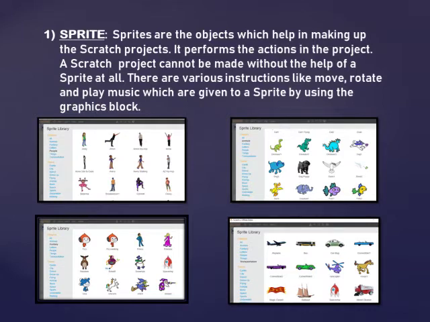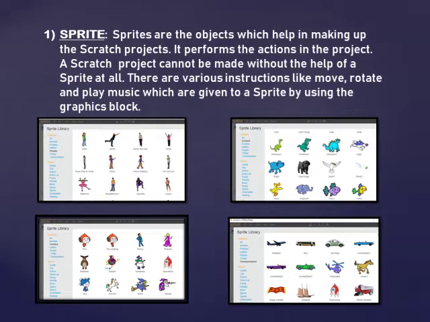The first one is sprite. Sprites are the objects which help in making up the Scratch projects. It performs the action in the project. A Scratch project cannot be made without the help of a sprite at all. There are various instructions like move, rotate and play music which are given to a sprite by using the graphics block. So different programming you can apply on a sprite.